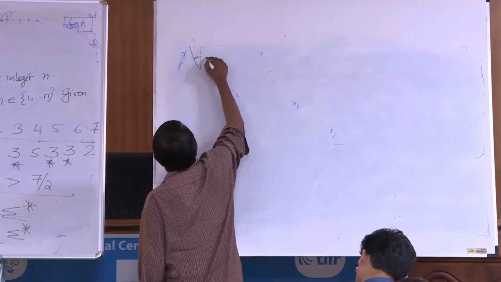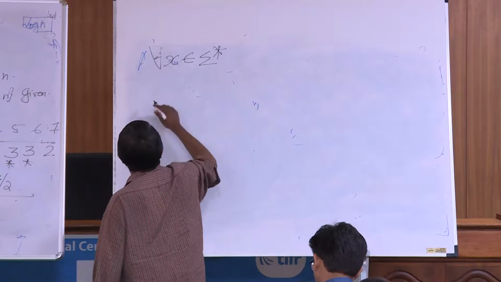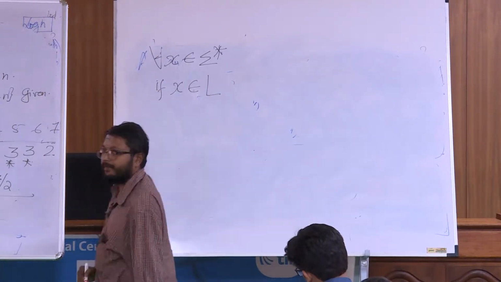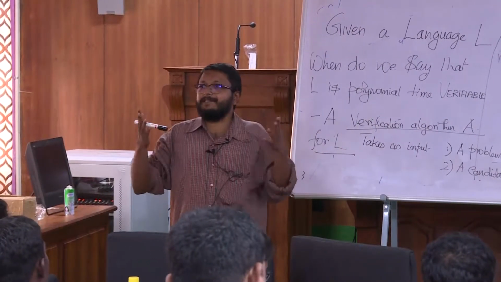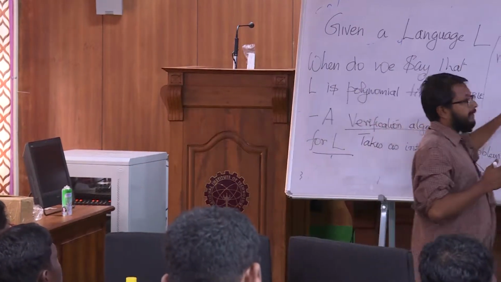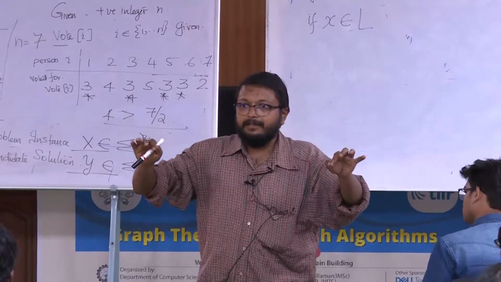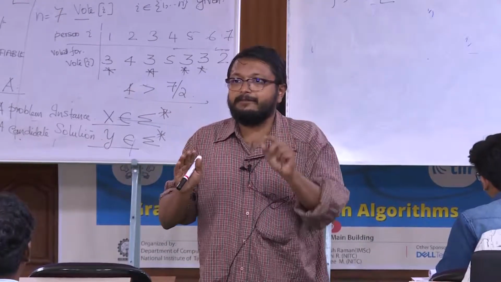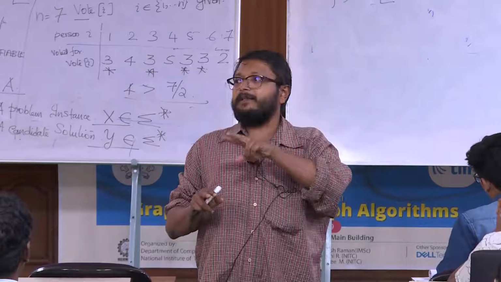For each x in sigma star, what should be the behavior of A? If x belongs to L, this means what? x belongs to L means x is a prime number, or x is a valid user. It's all the same analogy. Mathematically stated, x is an input that should be accepted, that is in your decision, in your language. See, a decision problem means for each input there is a decision to make, yes or no. If x is a yes instance, then what should be there?